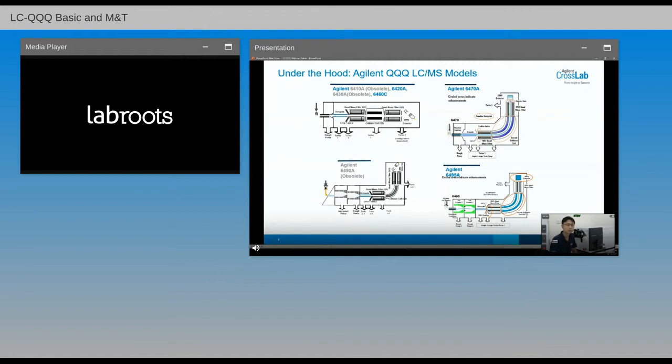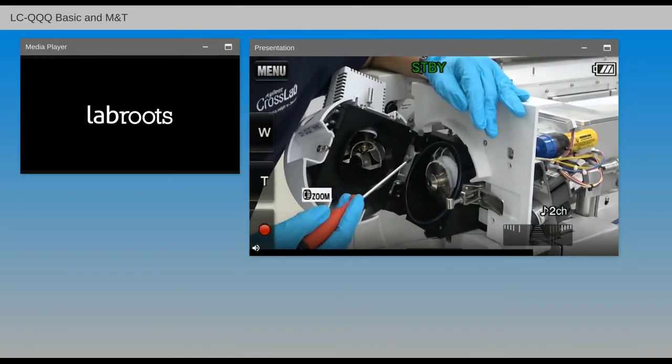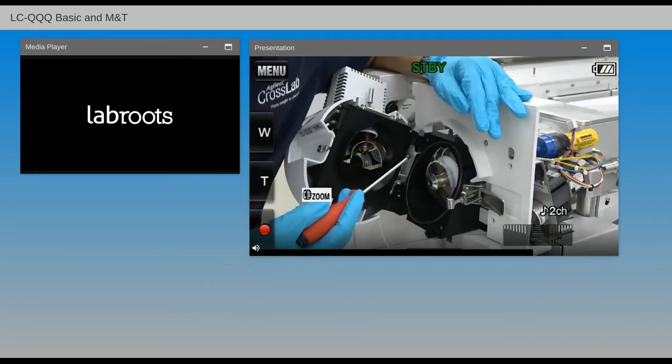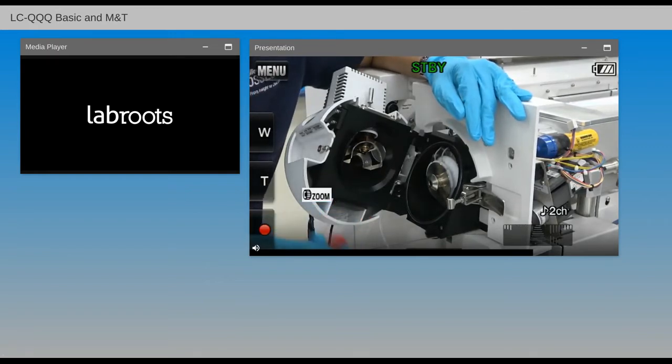All right, so we're going to pause here for a moment to take a look at the 6460, which is of a linear design. Welcome back, and let's resume. I'm now standing right beside a 6460A instrument, and I have opened up the spray chamber itself.